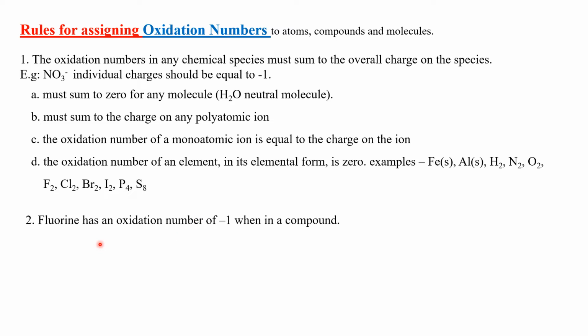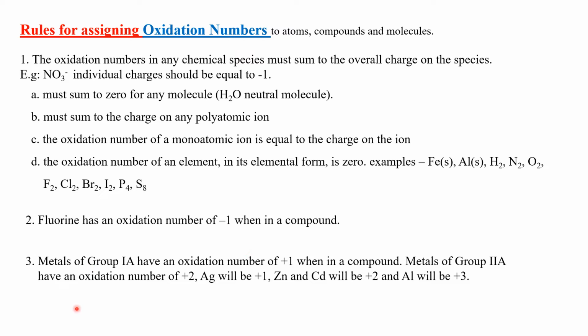The next rule is that fluorine has oxidation number -1 when it is in a compound. Fluorine, F minus, is a halogen, group 7, so it forms a -1 charge. Next, the metals. Metals in group 1 have charge +1. So lithium, sodium, potassium, rubidium, cesium, from top to bottom, they all form +1 oxidation number in compounds.